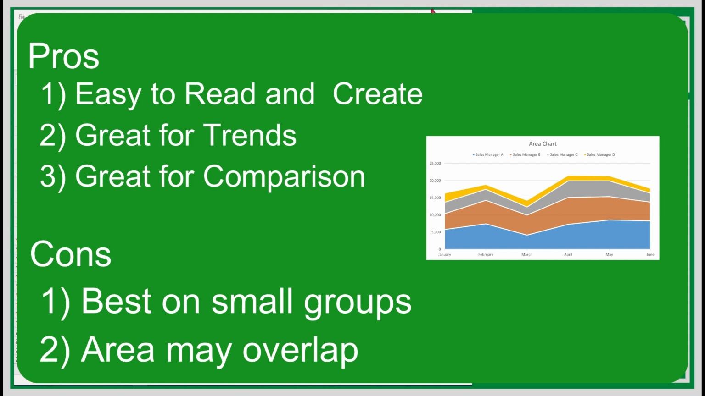And the cons of an area chart? The tool can become ineffective when you have a large number of groups. So this type of chart is best suited for a smaller group. Additionally, the areas may overlap each other, making it difficult to read. We will demonstrate how you can set your colors to transparency to offer more visual insight into your data.